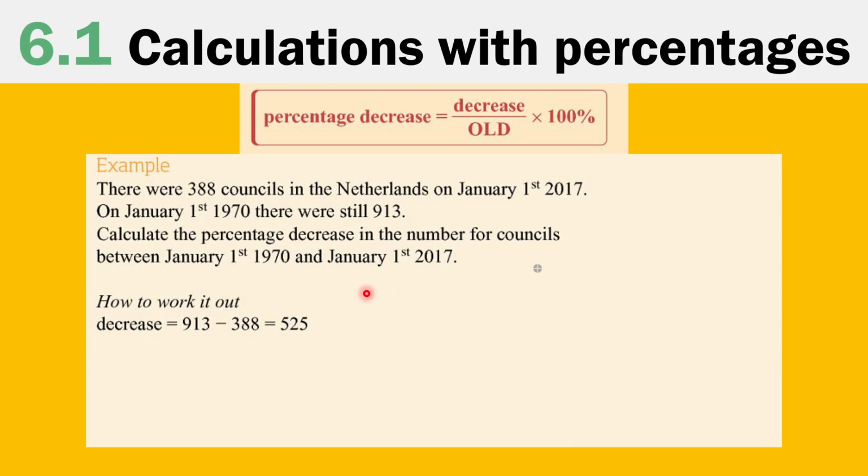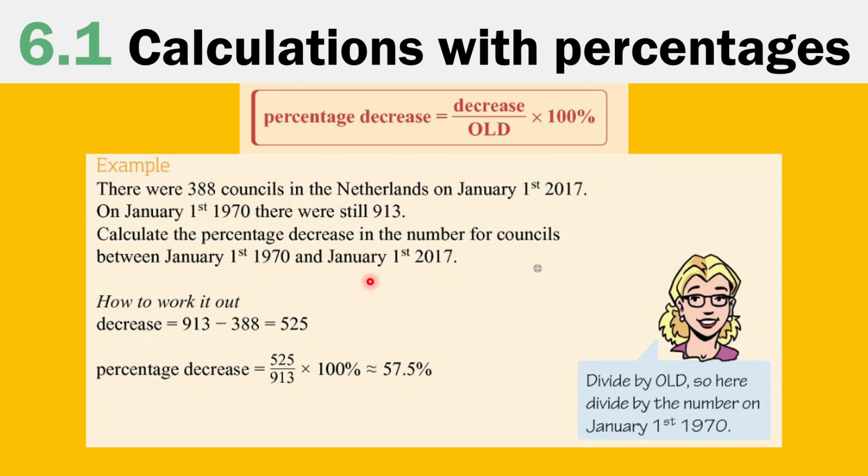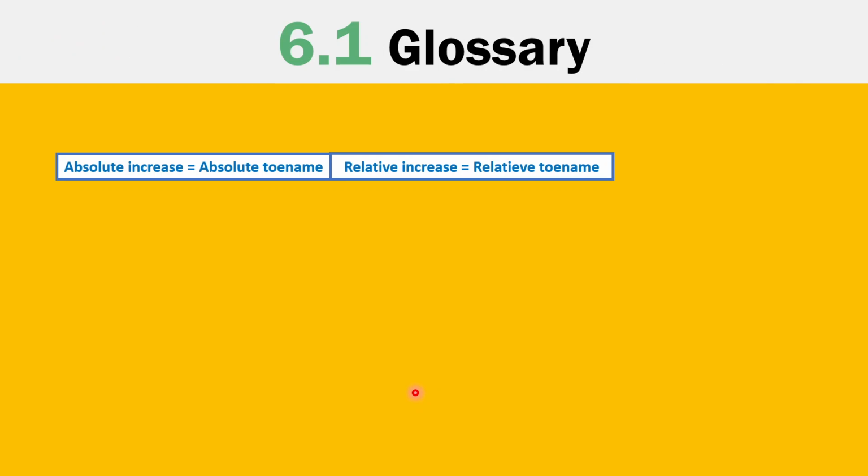This can go wrong quite quickly if you don't pay attention. What is the older value in history? Not 388 here, right? That was in 2017. I think 1970 is quite a bit older. So here you have to divide by 913. Be on the lookout for what is old. That's important in this question. And you calculate this and you get the answer, right? So I think that's it indeed.